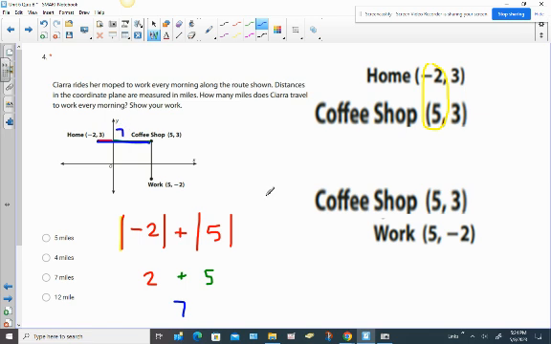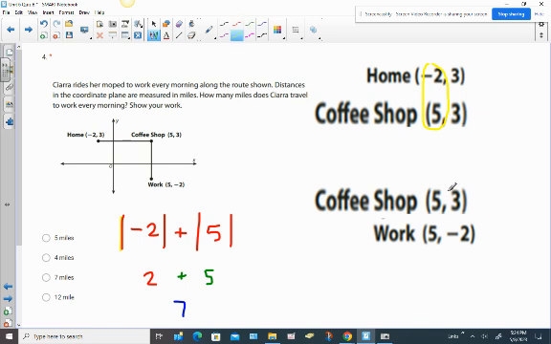Now, all you have to do from here is figure out the distance between the coffee shop and work. Once again, they're in different quadrants. Even if we didn't see the x and y axis on here, the fact that this is positive positive would tell us that that's quadrant 1. The fact that this is a positive negative would help us identify that as being in quadrant 4. And when that's true, we subtract the absolute values of the coordinates that differ from each other.